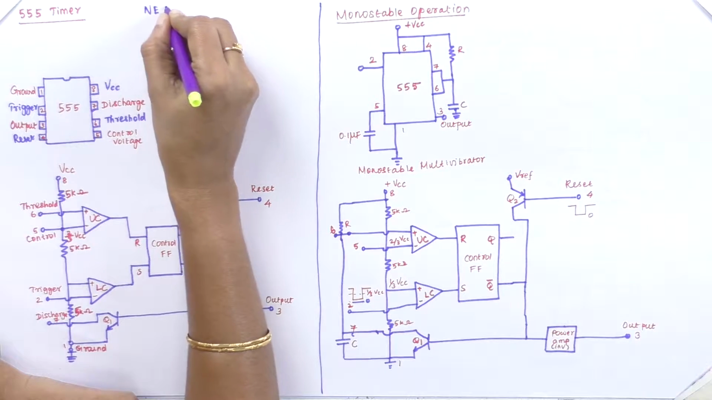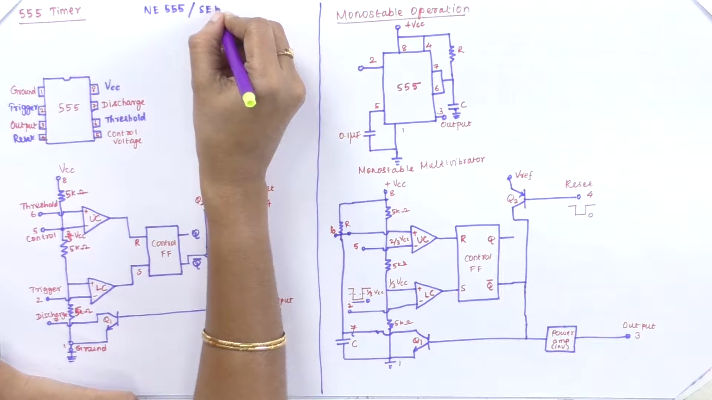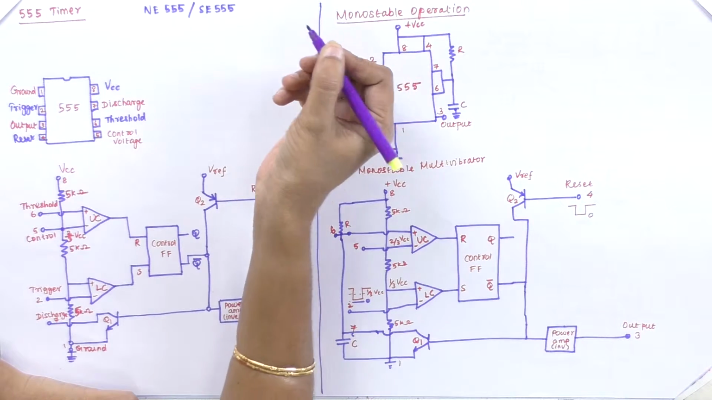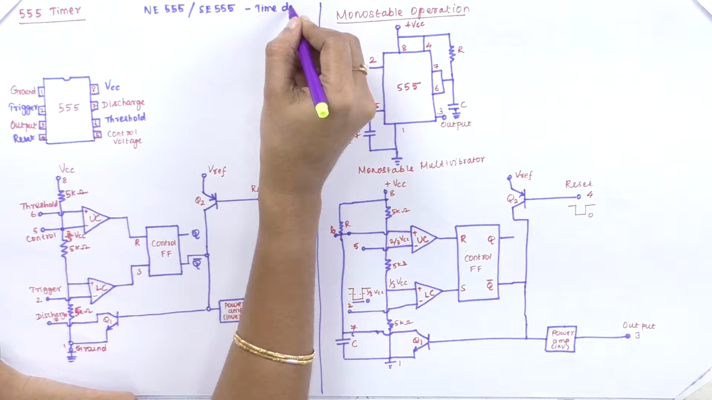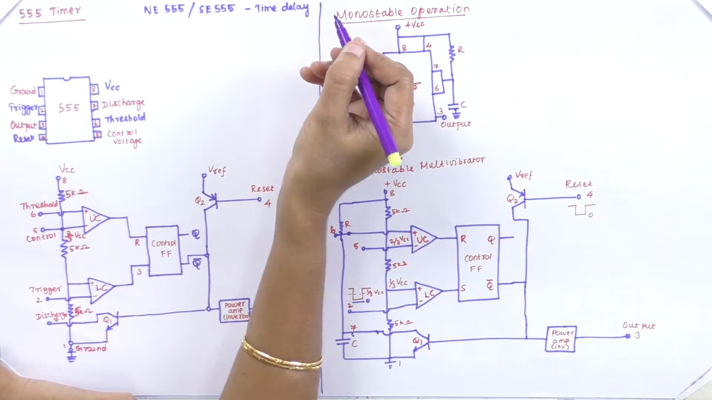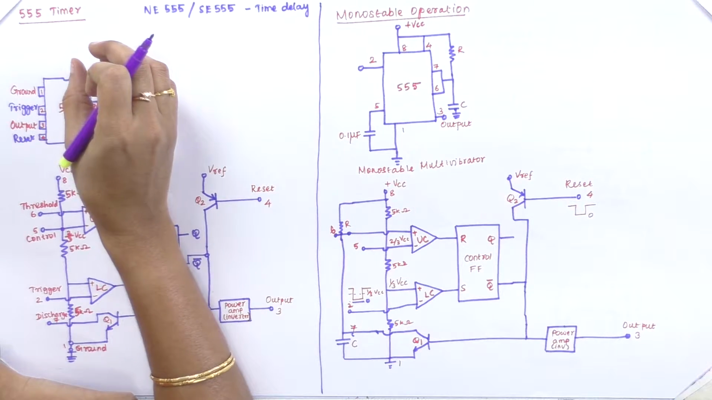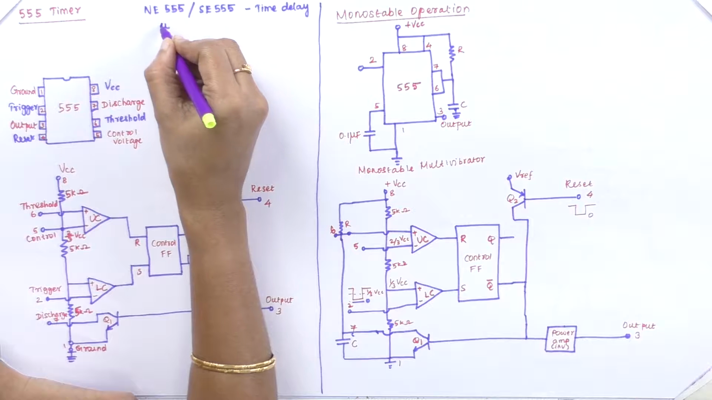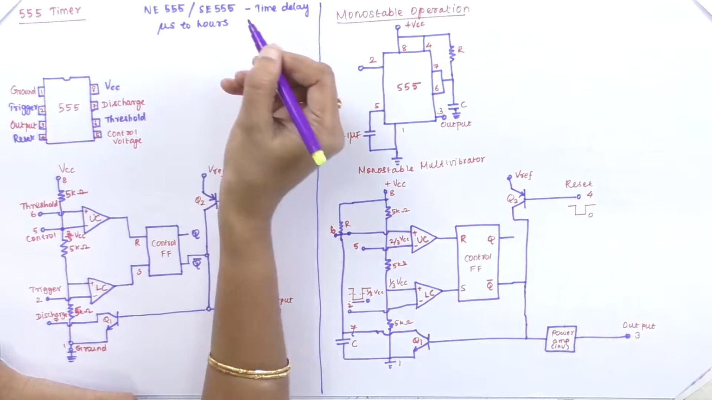This 555 timer was first introduced by Signetics Corporation, and they designated the 555 timer as NE555 or SE555. This is the main thing we have gone for. This 555 timer is for the calculation of accurate time delay, and it ranges in time delay from microseconds to hours.